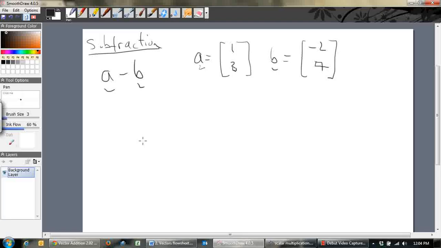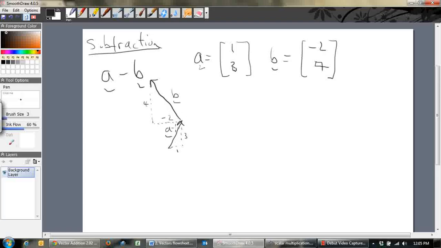So A is 1, 3. So it goes across 1, goes up 3. So there's our vector. 1, 3, there's A. Now B is negative 2 and 4. So I'll just draw it over here. I'm going to subtract, so I'll just draw it here. So negative 2, it goes across negative 2 in that direction, and it goes up 4. Oh, I'm going to get close here. So that's B. Okay, so that goes negative 2 and 4. And I should have left a bit more space. Anyway, there's A and there's B.